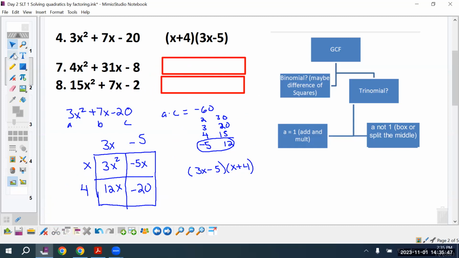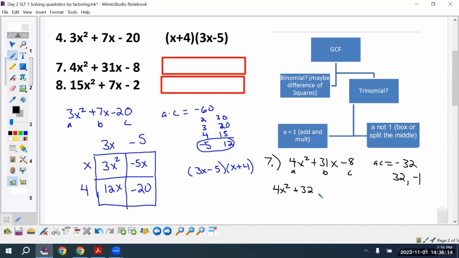I'll do number 7 with split the middle. Obviously, you can stop the video and just do it by yourself. You don't need to watch me do this. But you need to do number 7. Number 7, I've got 4x squared plus 31x minus 8. So AC is going to be negative. Oh, that's not bad at all, because that means I'll just use 32 and negative 1. I'm going to split the middle here. So I've got 4x squared plus 32x minus 1x minus 8.